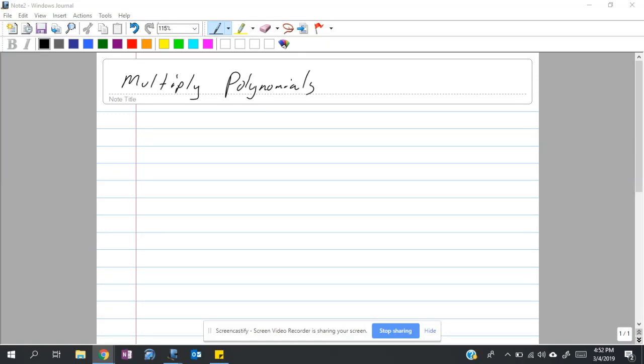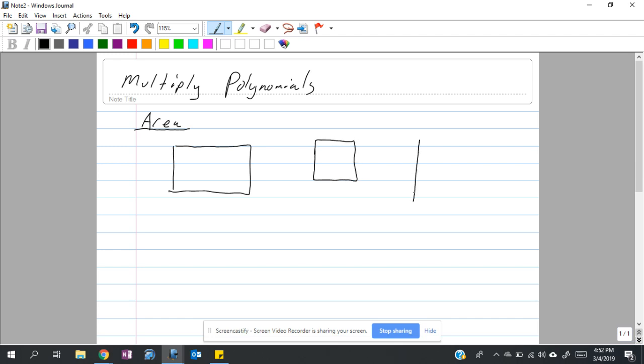Well, hello. In this lesson, we're going to multiply some polynomials. Now, before we do that, we're going to review a concept you did back in elementary school, the area of rectangles. Why don't we draw a rectangle, kind of a square, and another rectangle. Let's talk about these for a minute.